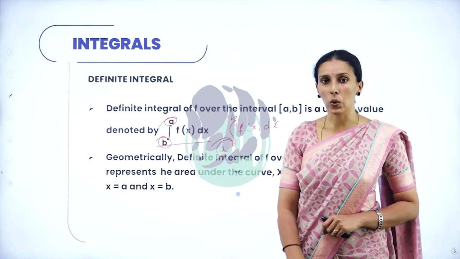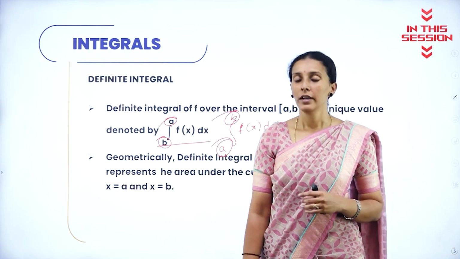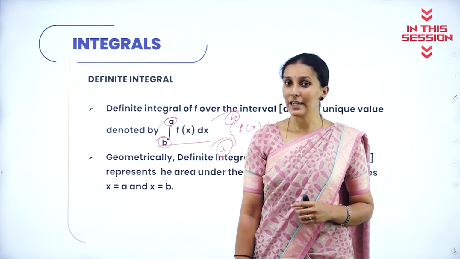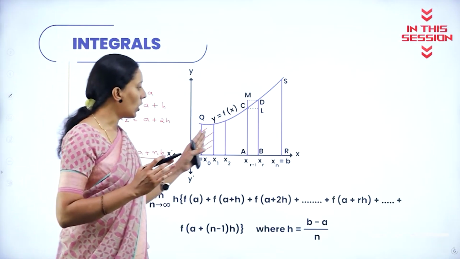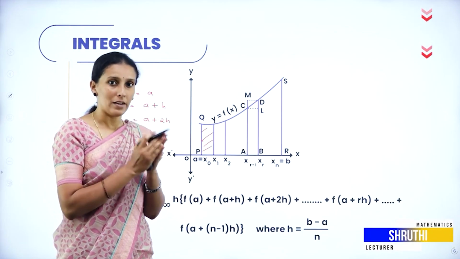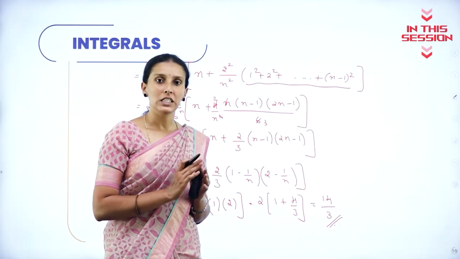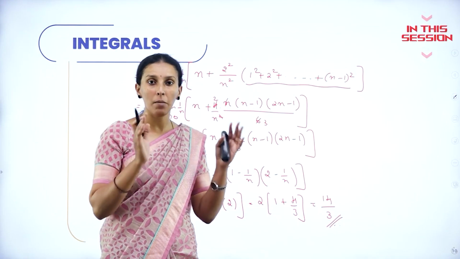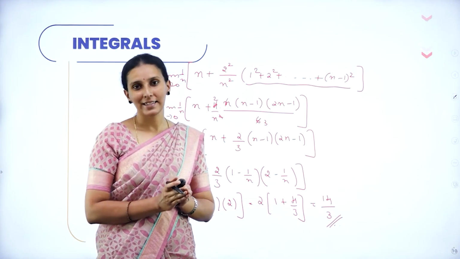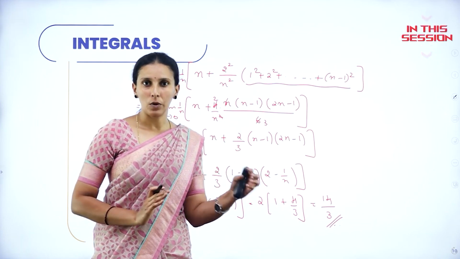A is called the lower limit and B is called the upper limit of a function. That is, we have to find the integral value. If you add all these rectangles, you will get the total area bounded by the region. So this is what the limit of a sum says. The definite integral denotes the area bounded by the curve with the x-axis along with the ordinates from x equal to a to x equal to b.